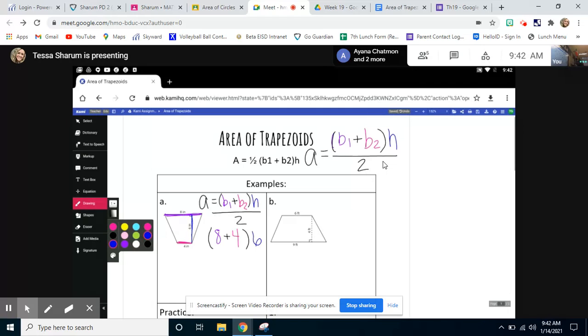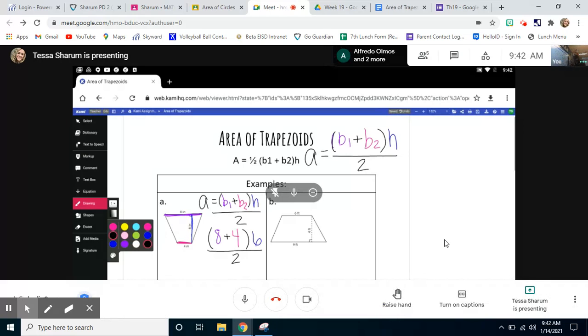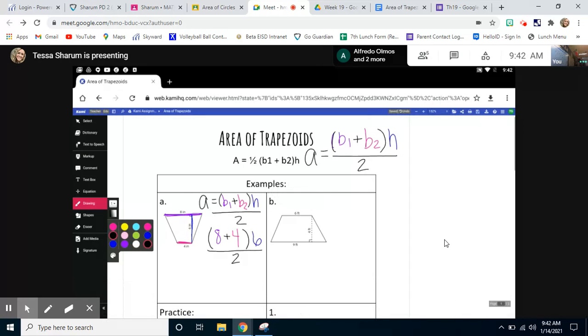So I've got 8 plus 4 times 6. And then all of that's going to be divided by 2. So 8 plus 4 times 6 divided by 2. I'm going to do what's in the parentheses first because that's what PEMDAS rules are. So 8 plus 4 gives me 12.